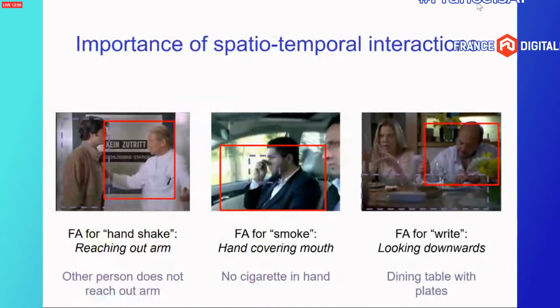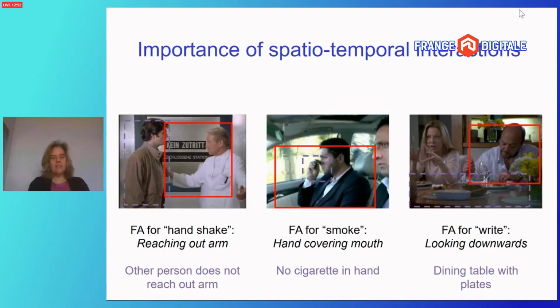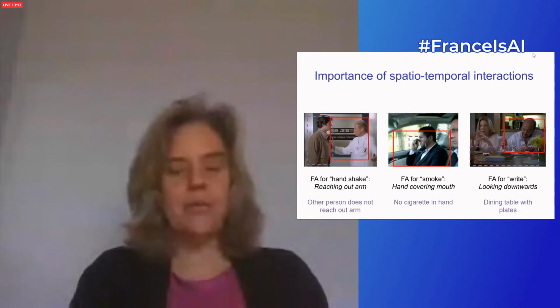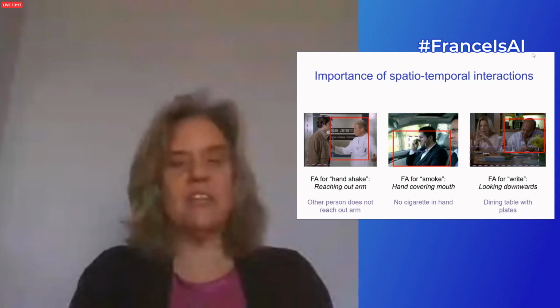More interestingly, if we look at the failure cases, we can see on the left a false reply for handshake. In reality, the person is reaching out the arm, and this is due to the fact that our model looks only at one person at a time and doesn't model interactions between people. Another example is a false answer for smoke in the middle. The person covers the hand, but there's no cigarette in the hand.